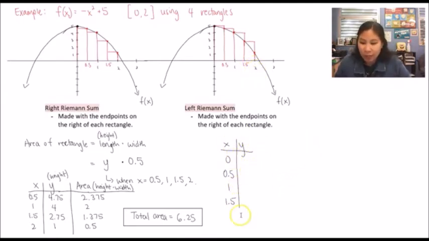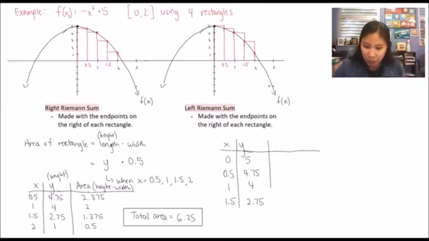Okay, so then same thing here. Find the y value by plugging in your x values into the original equation. And when we do that, I end up with 5, 4.75, 4, and 2.75. Okay, so once we have our y values, those are our heights, or if you want to think about it, the length of each rectangle.